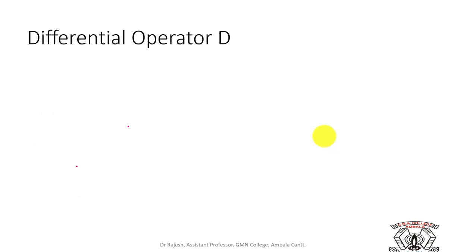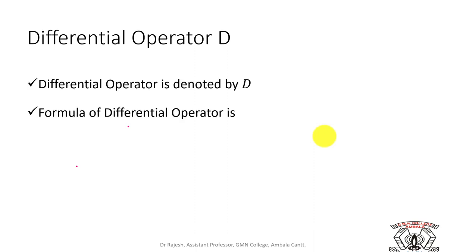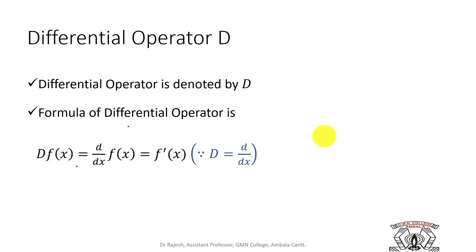So now next we will move towards the differential operator, and it is denoted by capital D, and the formula for the differential operator is something like D f(x) = dy/dx, f(x) = f'(x). So this is known as a differential operator. Whenever capital D is used in a formula, it means differentiation with respect to the independent variable involved in the given question. So D is equivalent to dy/dx.